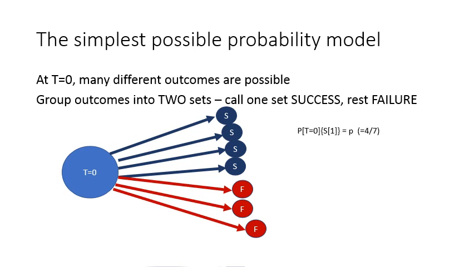And suppose, to simplify, that all branches have equal probability. Then we can say that the probability at time equals 0 of success at time 1 is P, any probability. In this diagram, it would be 4 out of 7. And similarly, the probability at time equals 0 of failure at time 1 would be 1 minus P, or 3/7 in this diagram. So there are two outcomes, success or failure, and they have two probabilities, but these two probabilities must sum to 1.